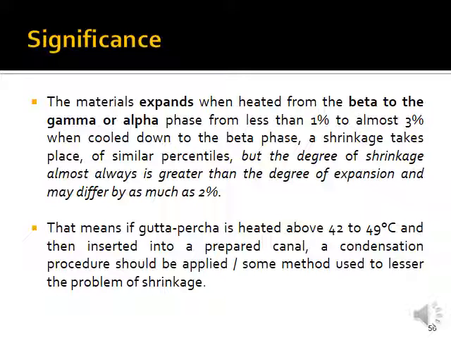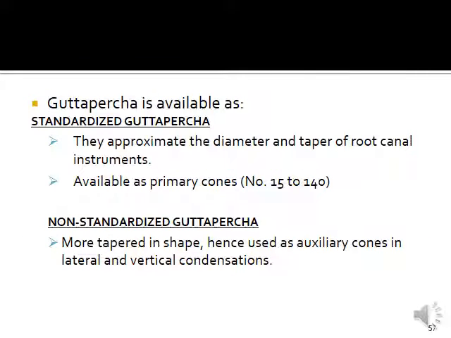That means gutta percha is heated above 40 to 44 degrees and then inserted into the prepared canal. A condensation procedure should be applied. Some methods are used to lessen the problem. Gutta percha is available as standardized gutta percha. They approximate the diameter and taper of root canal instruments, available as primary cones number 15 to 140.